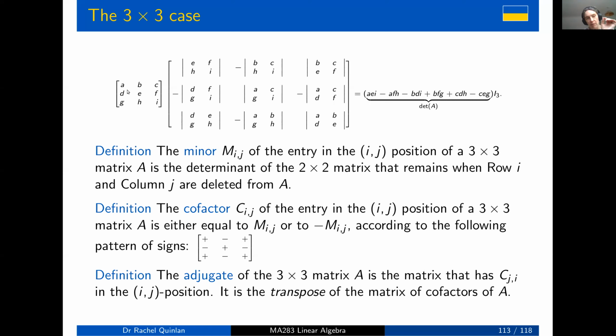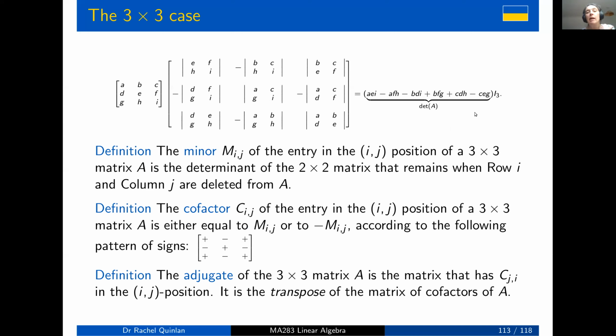Okay, so what are we saying then? The entries in the first column of the adjugate of A are the cofactors of the entries in the first row of A itself. So the determinant, the entry in the upper left position of this product, is the sum over all the entries in the first row of A of each one of them multiplied by its own cofactor. The cofactors are either equal to the minors or the negatives of the minors. In the first row, the only position where it's the negative of the minor is the middle, the second position.